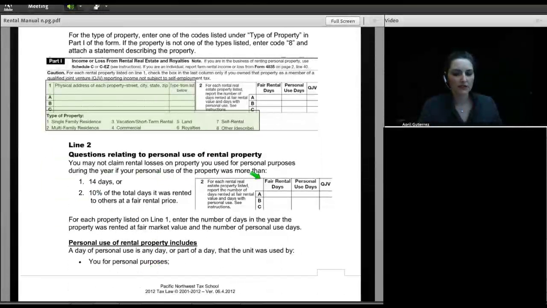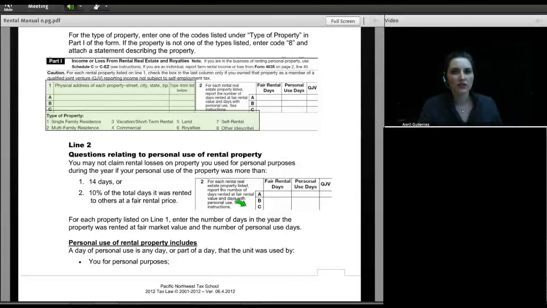Line 2, got a bigger blow up here of this section. You may not claim rental losses on property you used for personal purposes during the year if your personal use of the property was more than 14 days during the entire year, or more than 10% of the days that it was rented at a fair rental price.